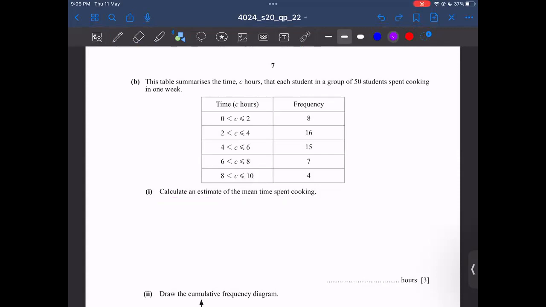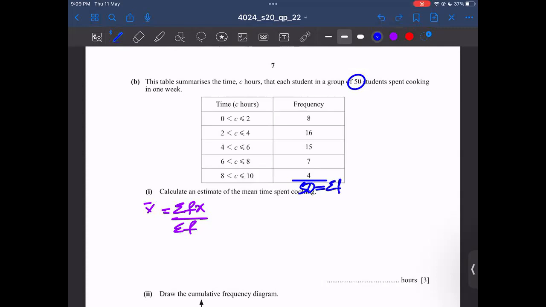The mean formula is going to be sum of fx over sum of f. So what is sum of fx? What is sum of f? The sum of f is the sum of these values, which is obviously going to be 50 here. You don't have to add all these values. So this is going to be 50. This is sum of f. And what is sum of fx?